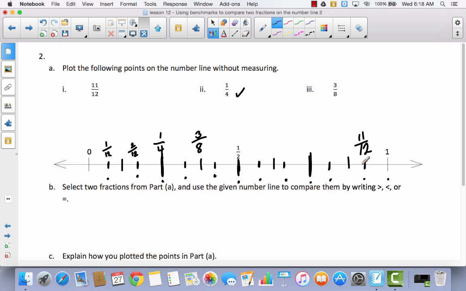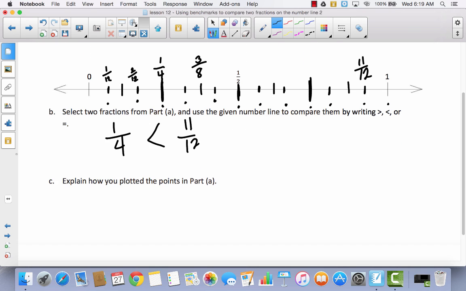Okay? All right, select two fractions from part A and use the given number line to compare them by writing greater than, less than, or equal to. So we have these three fractions, 11/12, 1/4, and 3/8. I'm going to select two of them. How about 1/4 and 11/12? If 1/4 is down here closer to 0 and 11/12 is closer to 1, then I know 1/4 is less than 11/12. And then it says, explain how you plotted the points in part A.